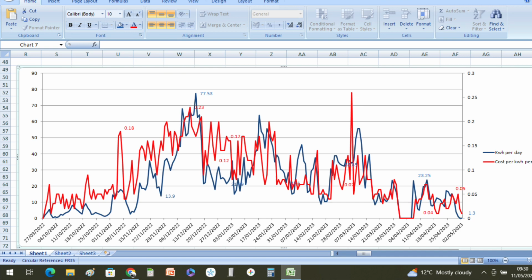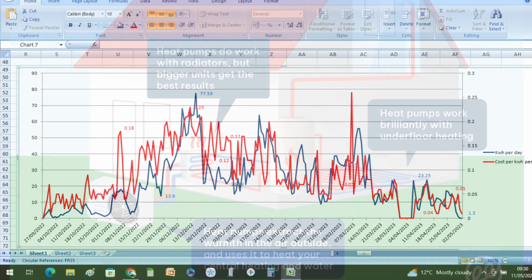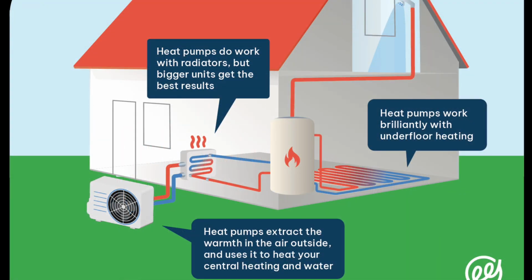And the red line is the cost per kilowatt hour per day, so that is an average over being able to shift a lot of it to off peak. So the most we paid for electricity over a single day was 25 pence per kilowatt hour. The least was zero as the sun got better. That's all the data collected, so now we have to think about, is it worth us going down the heat pump route?